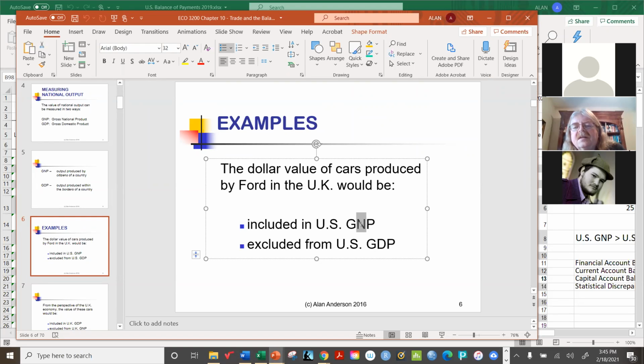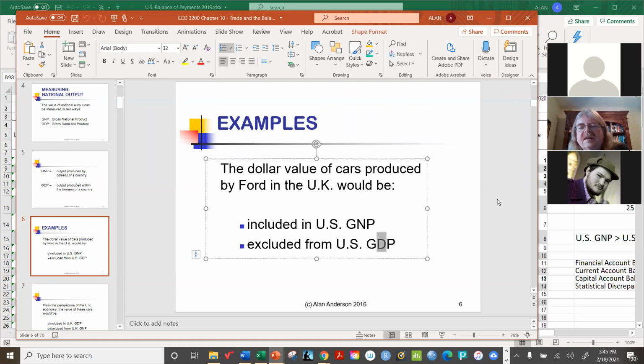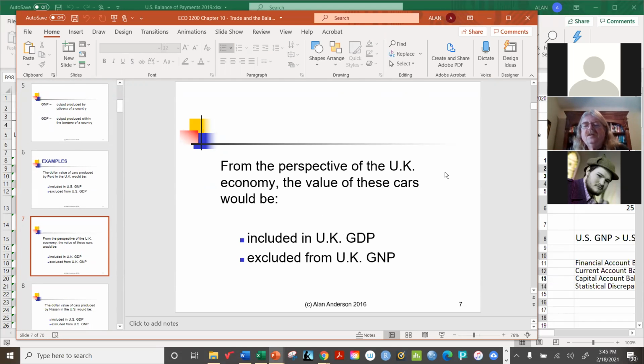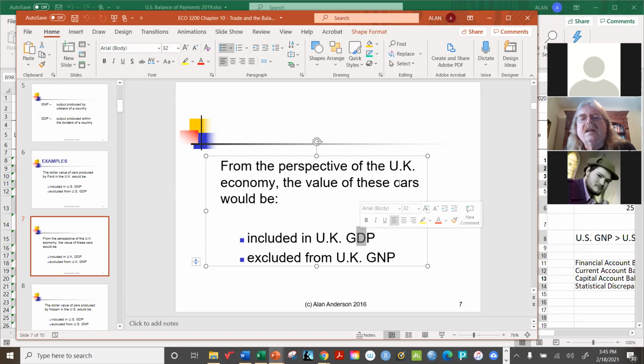All right, so remember, GNP means the citizens, GDP means the location. So these cars count here because it's an American company, not here because they were made outside of the United States. All right, does that make sense? Yes, it does. Good. Now, on the other hand, from the British perspective, those cars are being counted in their GDP because they're being built within the borders of the United Kingdom, but not their GNP because it's not a British company. All right, does that make sense? Does everyone see the difference? Excellent.